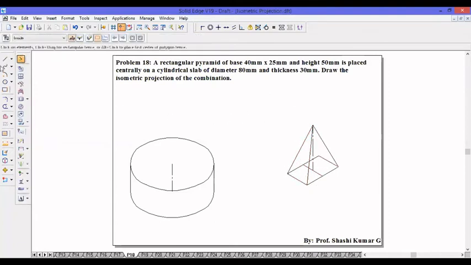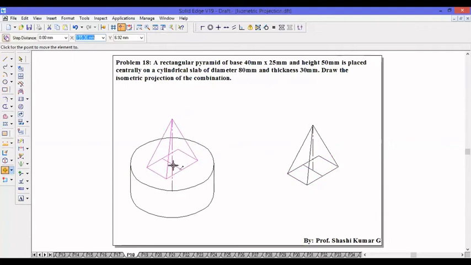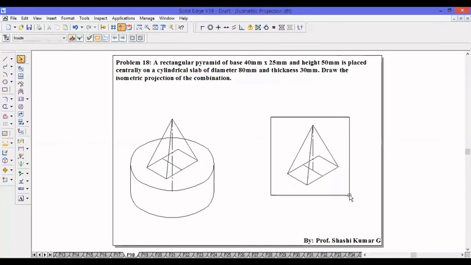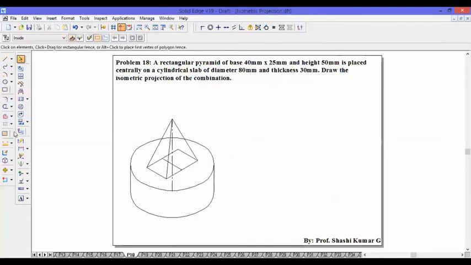So this gives us the required rectangular pyramid. Move this from the center and paste it on the top of the cylinder. Then trim the unwanted invisible edges.